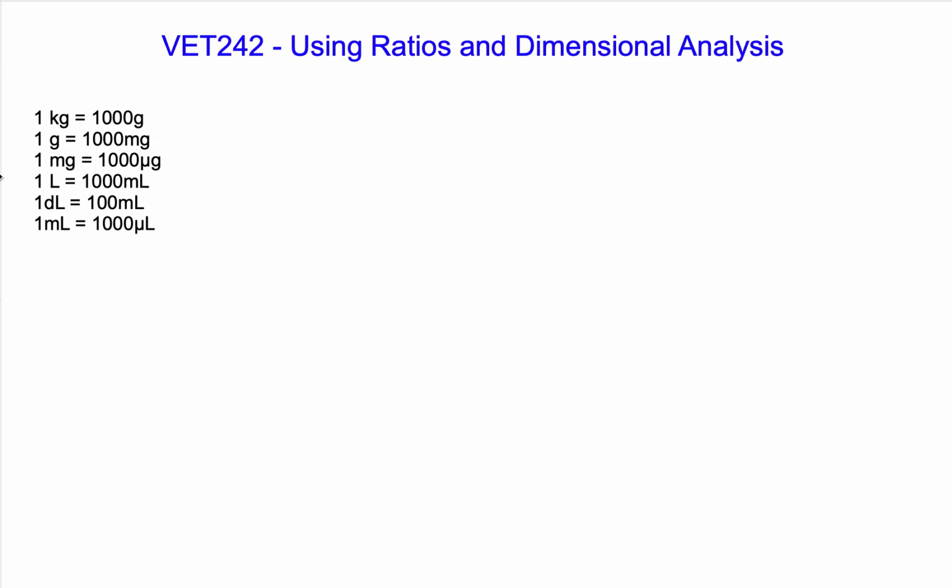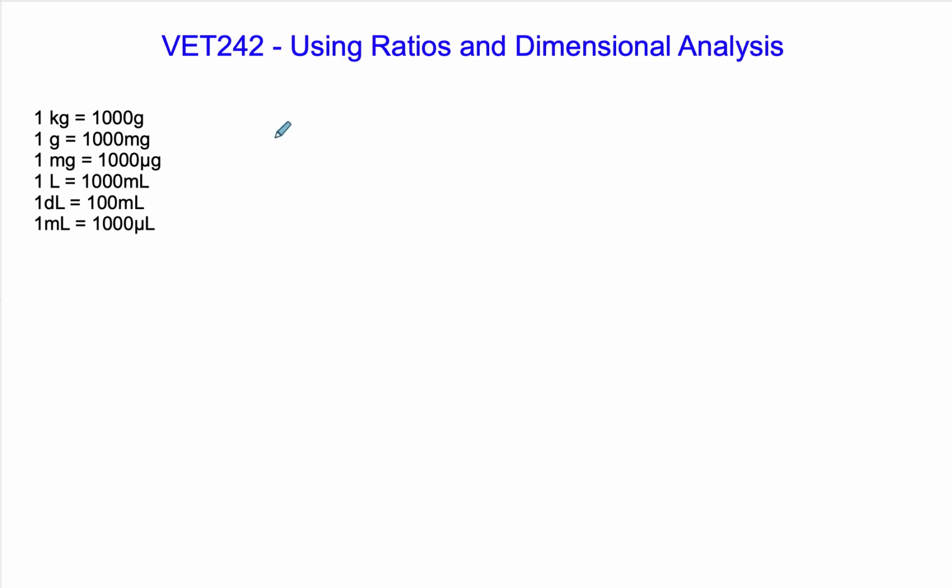Now here are our common metric conversions that we're using in veterinary medicine. And unfortunately, this is just something we have to commit to memory. Just like when we had to memorize our multiplication tables when we were little, we have to memorize how many grams are equal to how many milligrams and how many milliliters are in a liter, and that will help us make these conversions a little bit more smoothly. So let's take an example.